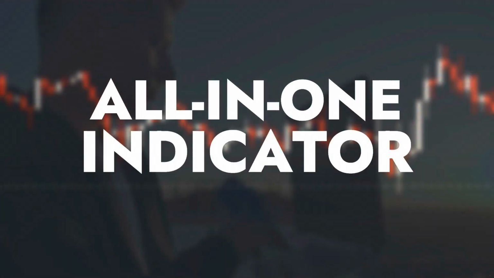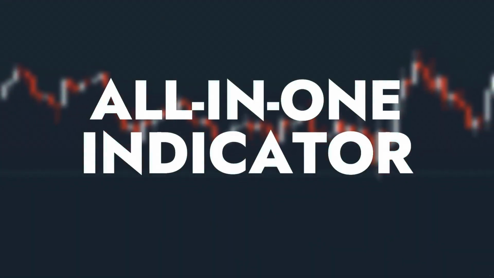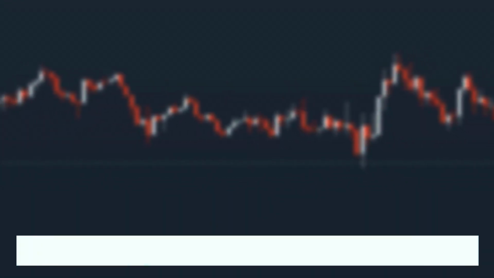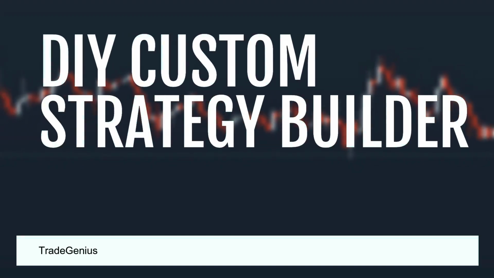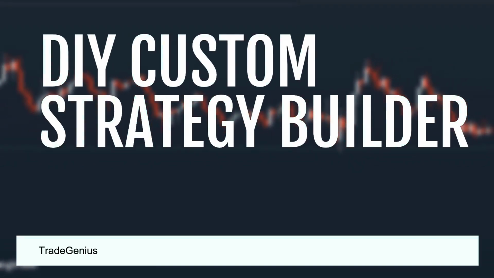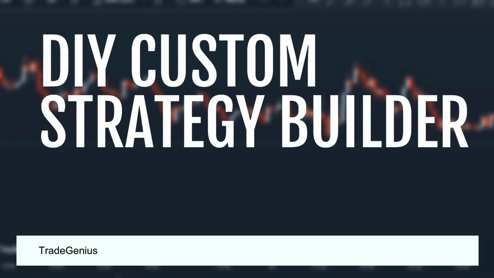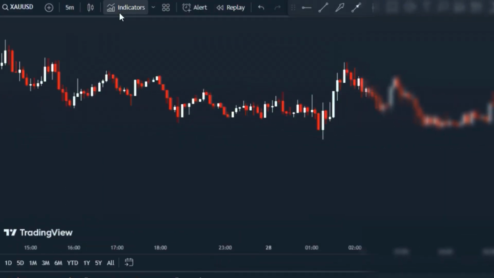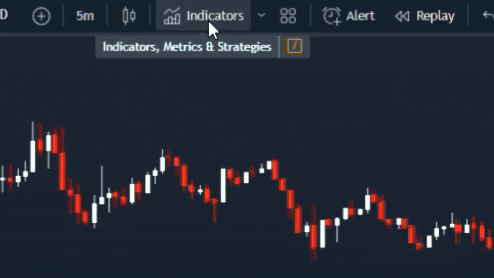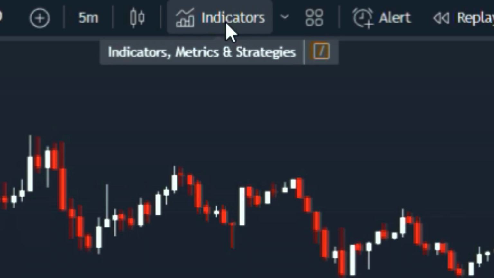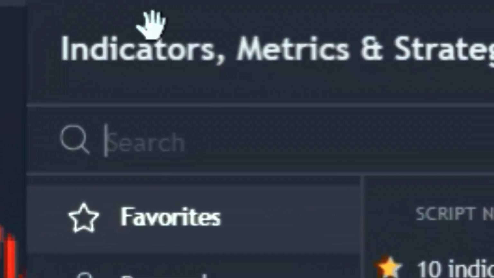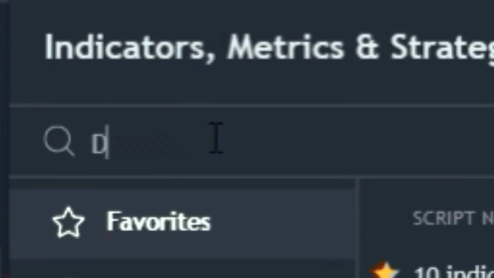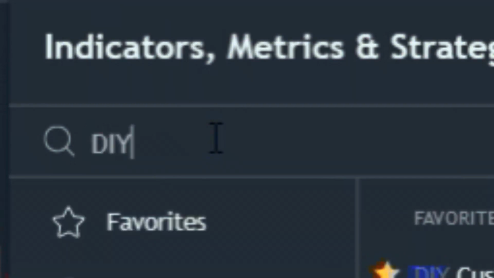The secret sauce of this strategy will be using the DIY Custom Strategy Builder, a powerful free indicator that you can grab right now from TradingView's indicator section. This baby is like a trading Swiss Army knife, packing multiple tools into one easy-to-use package. Get your hands on it and watch your trading game level up big time.